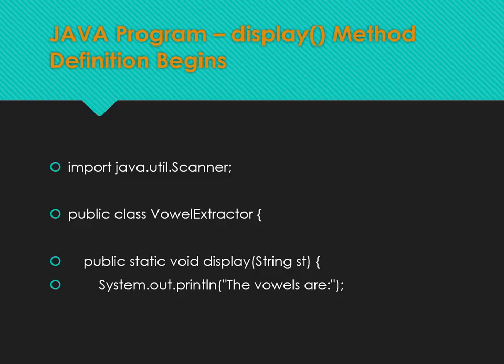Now let's begin writing the Java code, starting with the method definition. We import the scanner class to accept user input. Then, we define a public class named Vowel extractor. Inside this class, we create a method called display that takes a string parameter named st. This method is responsible for checking each character of the input word and identifying the vowels. On the next slide, we'll see how the logic for this is implemented inside the method.